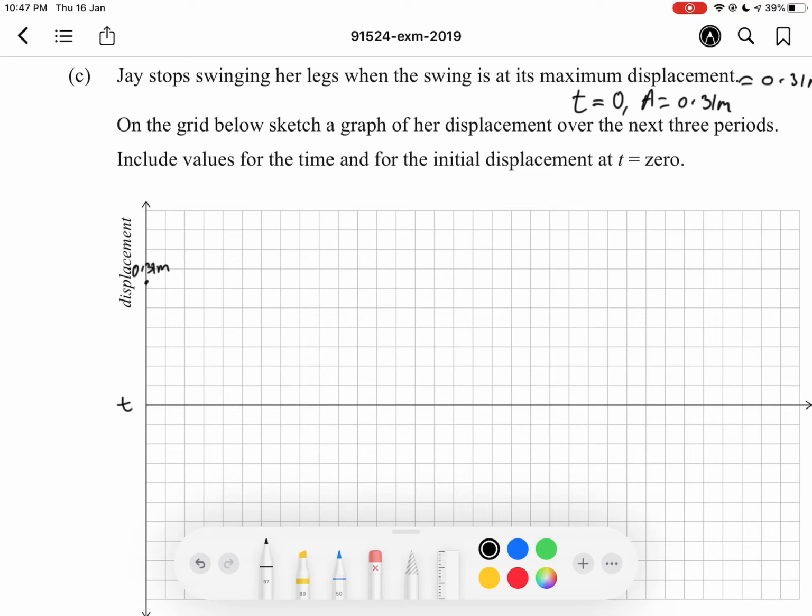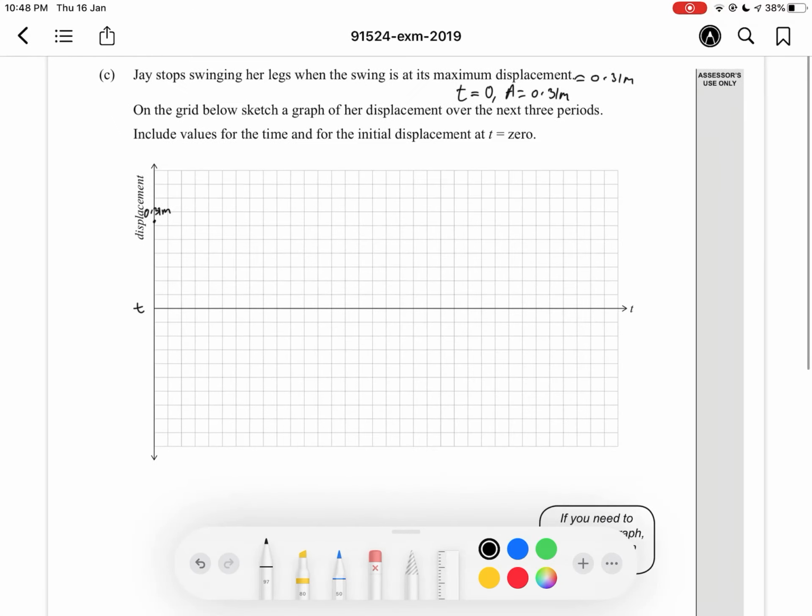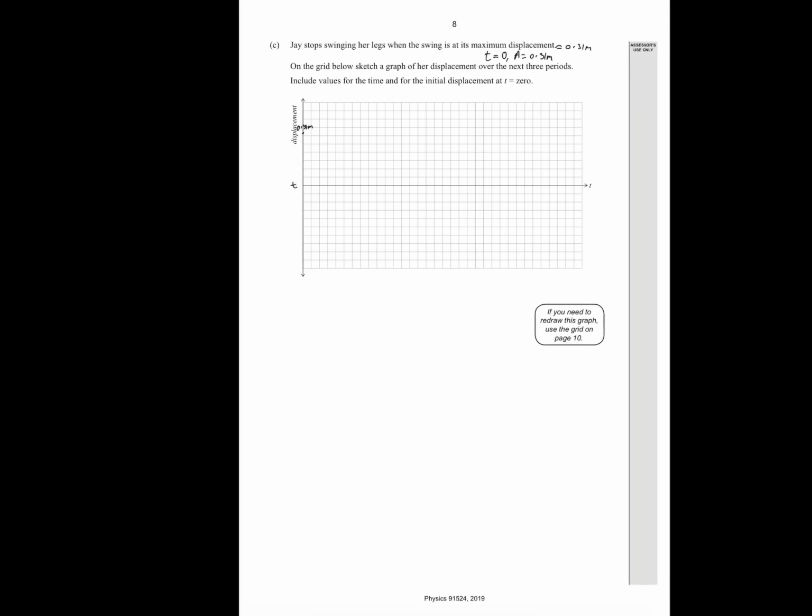So in this question, when she stops swinging her legs, that means she cannot replace the energy that is lost to heat and sound, which means that over time the system is going to lose energy due to heat and sound, which means that the amplitude is going to get smaller and smaller over time. However, it's important to note that the period of oscillation is not going to change. It's just that the amplitude is going to decrease over time. So the time period doesn't change.